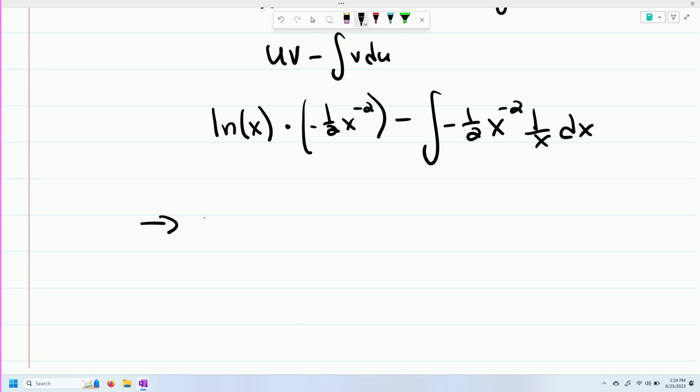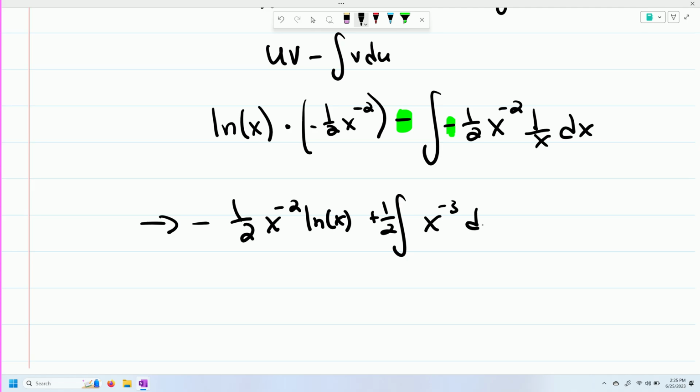This is going to give us negative 1/2 x to the negative 2 times the natural log of x, just cleaning this up, plus the integral. And let's put the 1/2 out front, because a negative and a negative make it positive. So that's how I got the plus 1/2. Pull the 1/2 out front. And then x to the negative 2 times 1 over x is just really x to the negative 3 dx.